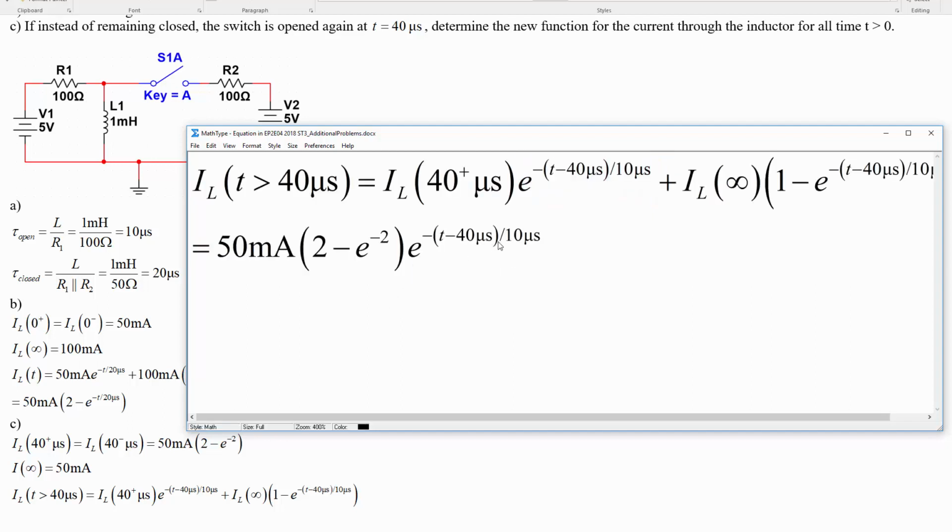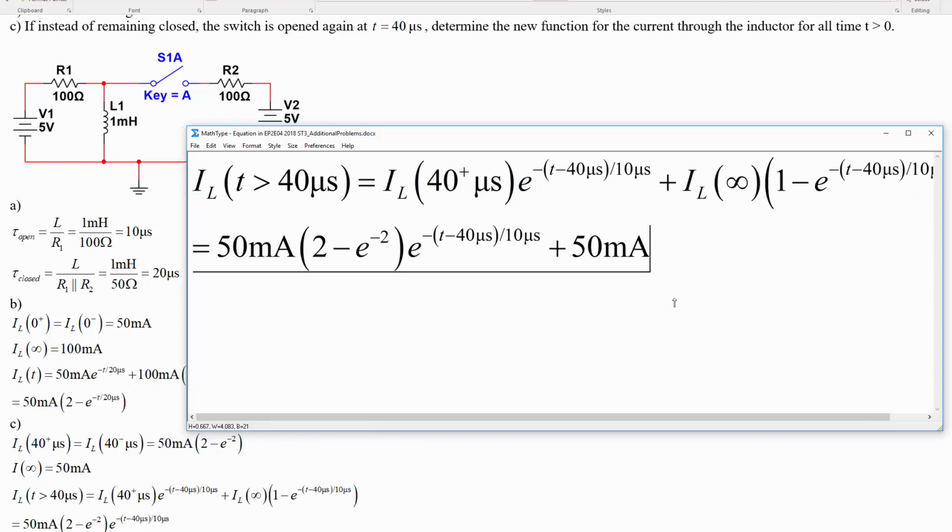And this maybe we'll simplify, if you like, into negative t over 10 microseconds times a. You could kind of carry the negative through and turn it to e to the positive 4 multiplied by e to the negative t, if you were really keen on doing that. Or just leave it like that, that's fine. 50 milliamp times 1 minus this thing.